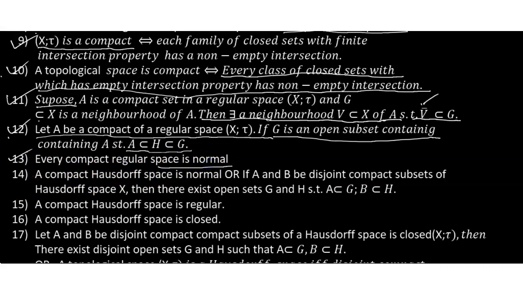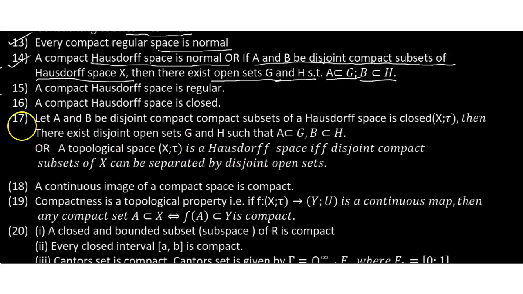A compact Hausdorff space is normal. A compact Hausdorff space is normal, or if A and B are disjoint compact subsets of a Hausdorff space X, then there exist open sets G and H such that A is a subset of G and B is a subset of H. A compact Hausdorff space is regular. A compact subset of a Hausdorff space is closed.